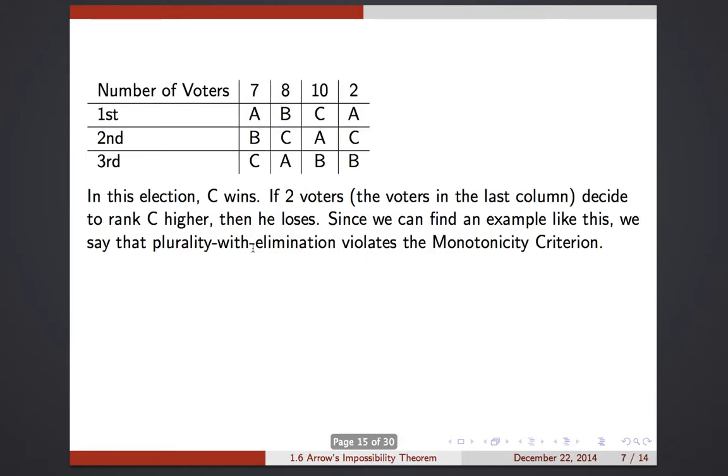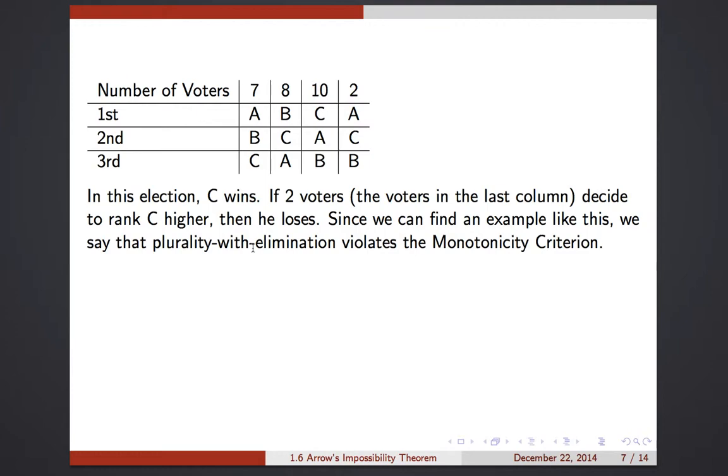Okay, so just to summarize here, in the original election, C won. 2 of the voters decided to rank C higher on their ballots than they originally had him, and that action caused C to lose. Right? That's absurd. C should not be hurt by having other people rank him higher, right? That should only help him in a fair voting method.